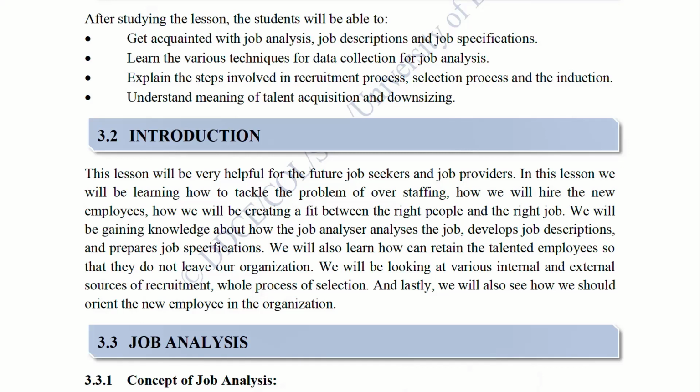We will be gaining knowledge about how the job analyzer analyzes the job, develops job descriptions, and prepares job specifications. We will also learn how we can retain the talented employees so that they do not leave our organization. We will be looking at various internal and external sources of recruitment, the whole process of selection, and lastly, we will also see how we should orient the new employees in the organization.